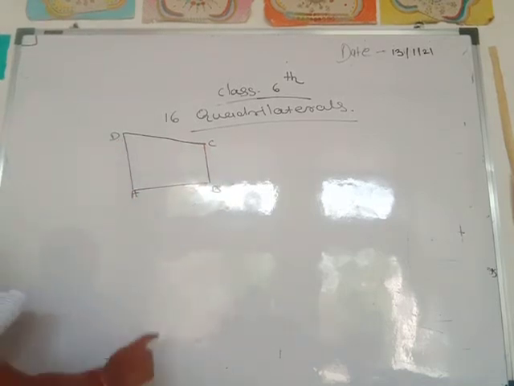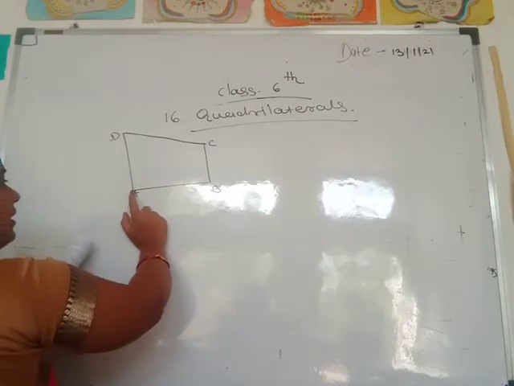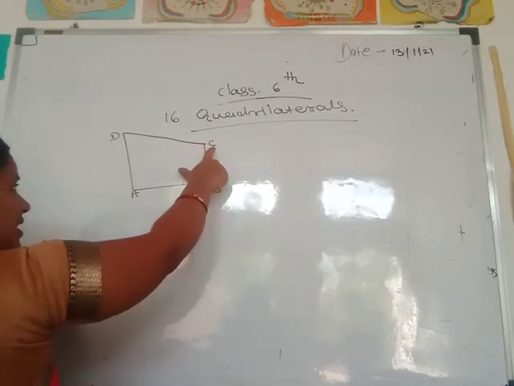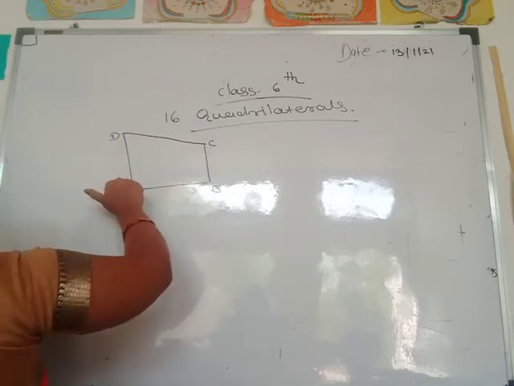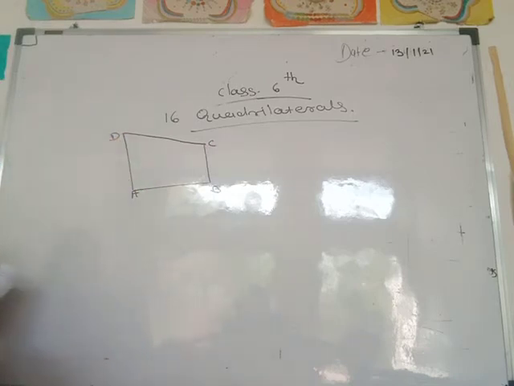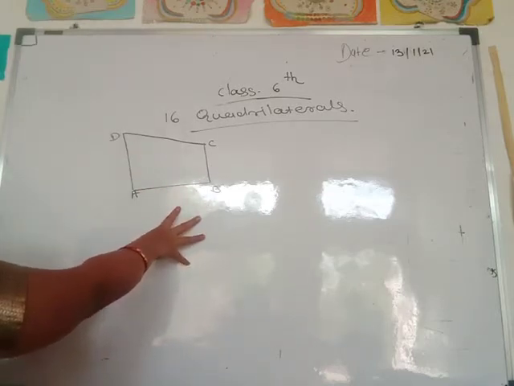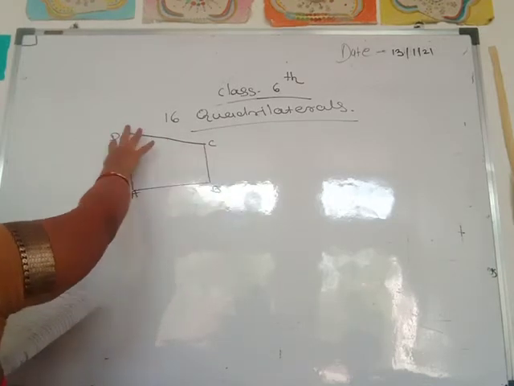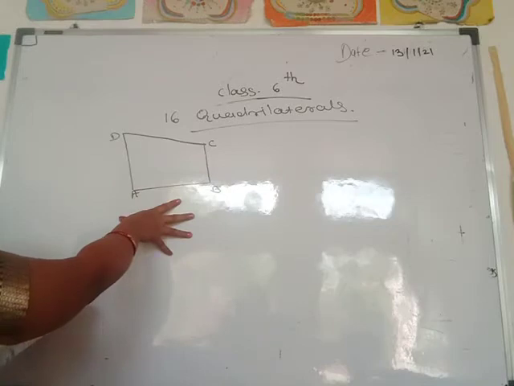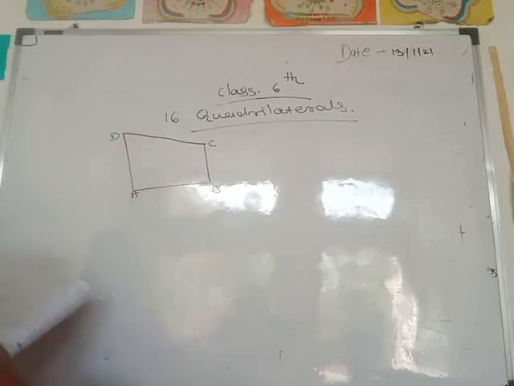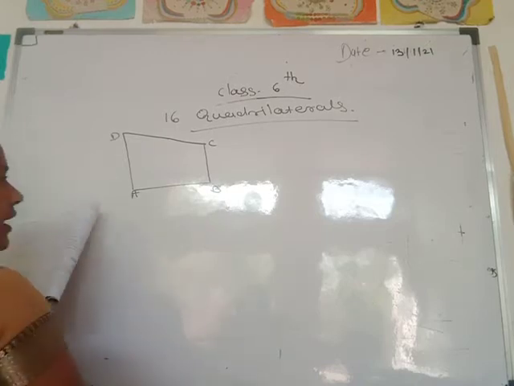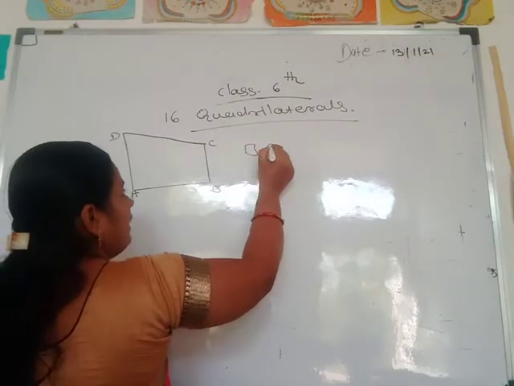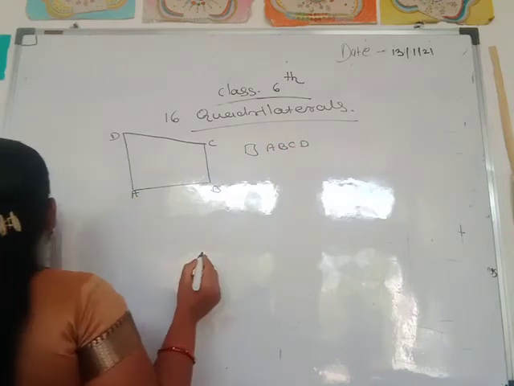In the figure, which segments do we see here? Segment AB, segment BC, segment CD and segment AD. These are the sides of this quadrilateral. The quadrilateral is a closed figure joined by these four line segments AB, BC, CD and DA. These line segments are called the sides of this quadrilateral ABCD.